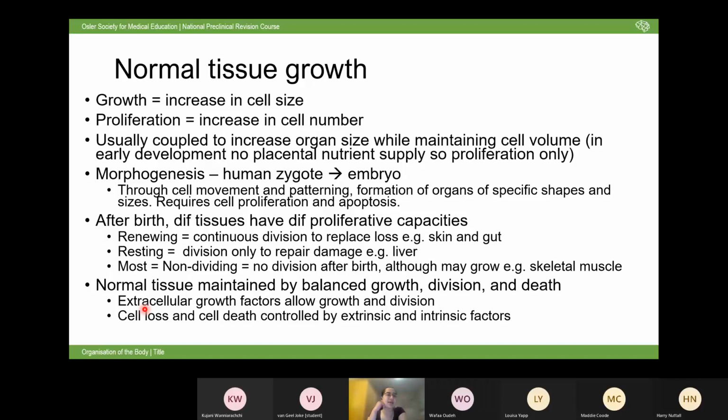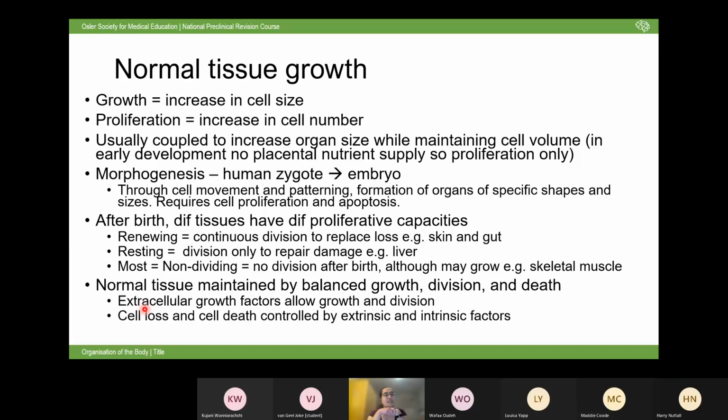But after birth, most tissues will not be able to divide, which means that when there's cell death, they're not able to compensate for that. However, some tissues, particularly the skin and the gut, where there's constant loss, because obviously the skin we're always damaging, sloughing it off and burning, etc., then they have continuous division to compensate for that.